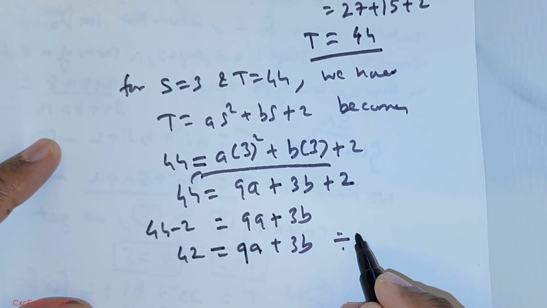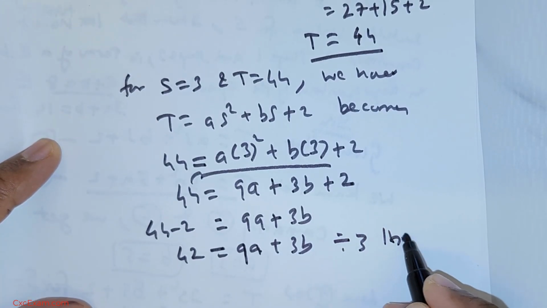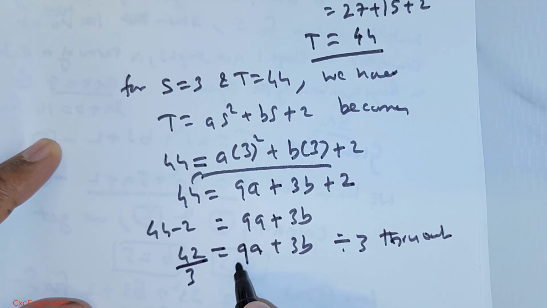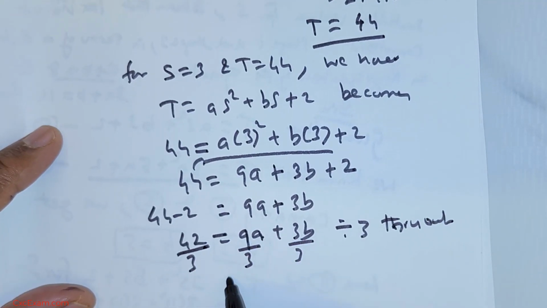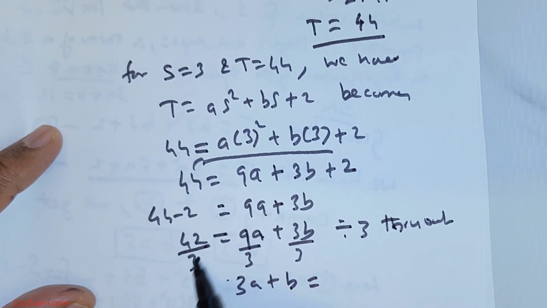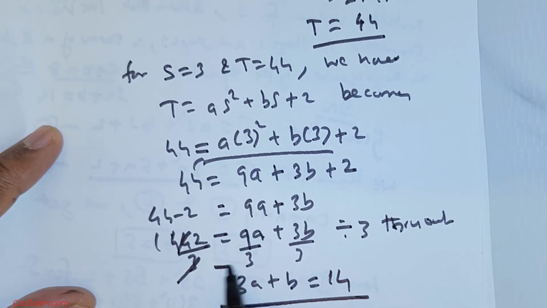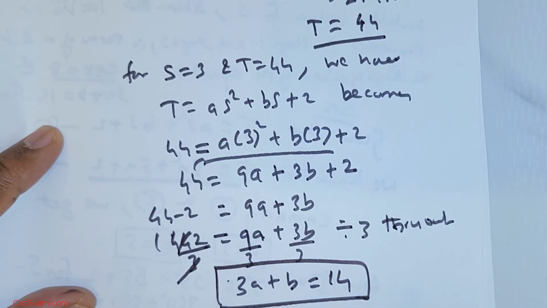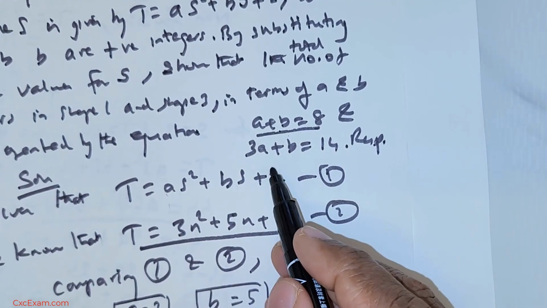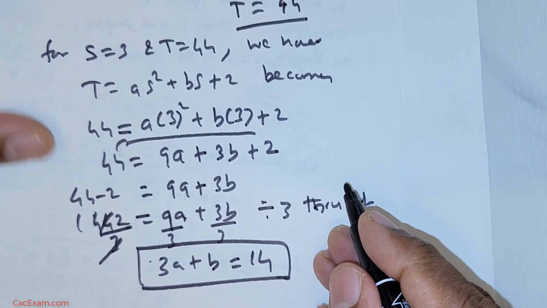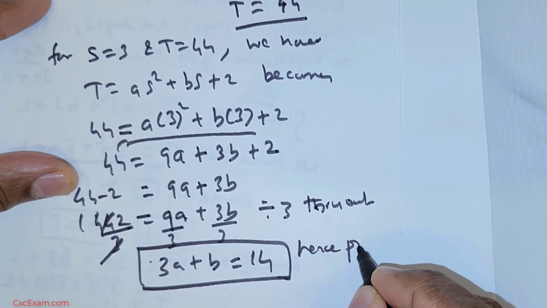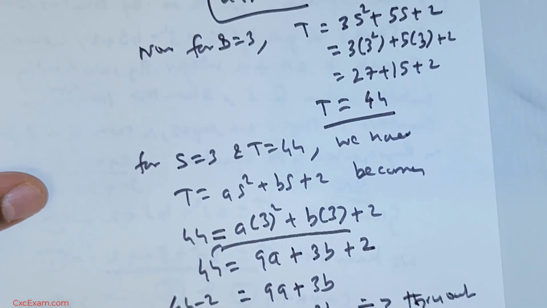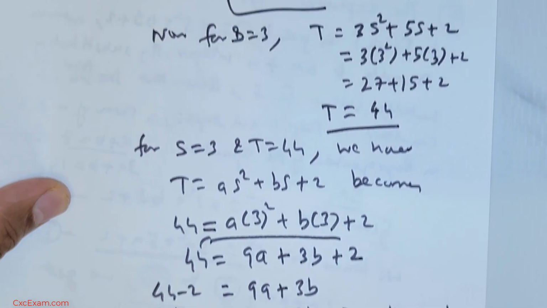Now we can divide by 3 throughout. So this is going to be rewritten as 3a positive b is equal to 42 divided by 3: 3 divides 4 once, carry 1, and it's 12, so 14. So what is this? This is exactly what we were asked for. Nice. Proved. So that is the end of this particular question.